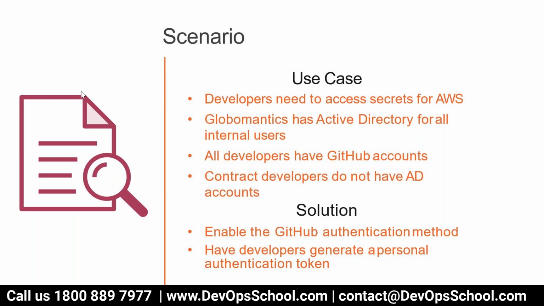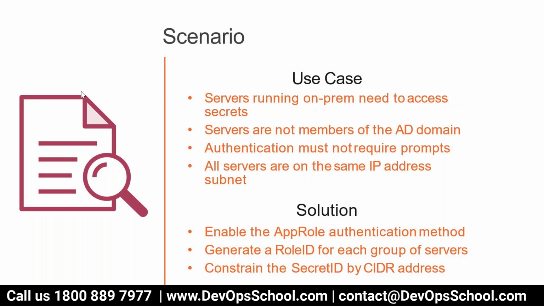So that's one of the scenarios. Let's discuss one more use case. Several servers running on-prem need to access a secret. Remember, these servers are the application. Servers are not members of the AD domain. Authentication must not require a prompt, and all servers are on the same IP address subnet. So what is the best solution for it?